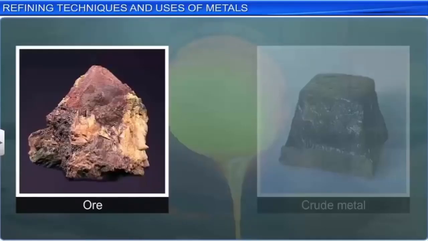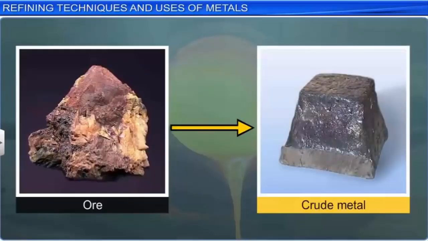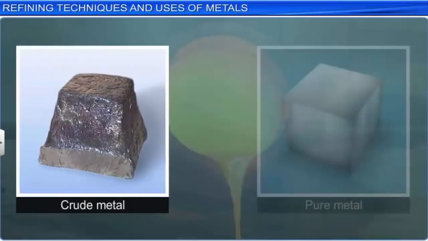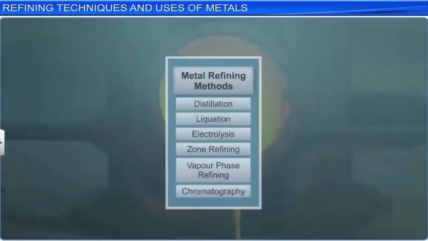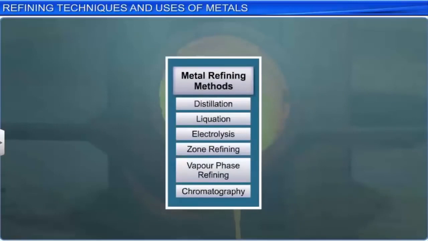A metal extracted from its ore by any method is generally impure and is known as crude metal. The impure metal is purified by subjecting it to a process of purification or refining. Depending upon the nature of the metal and the impurity present, various refining methods such as distillation, liquation, electrolysis, zone refining, vapor phase refining, and chromatography are used. Let's look at each one of these techniques in detail.